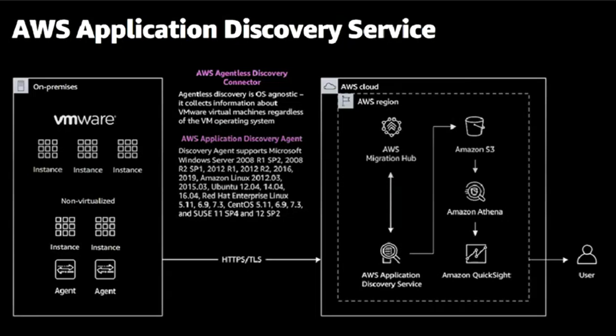This is a discovery service that has two different types. One is agentless, one is agent. Agentless is OS agnostic. It can collect information and data from virtual machines, different types of virtual machines. It can also detect some of the data from VMware, Hyper-V and VDI.